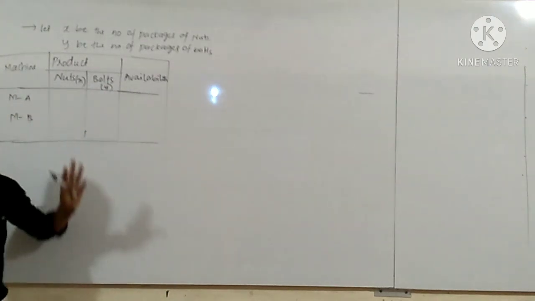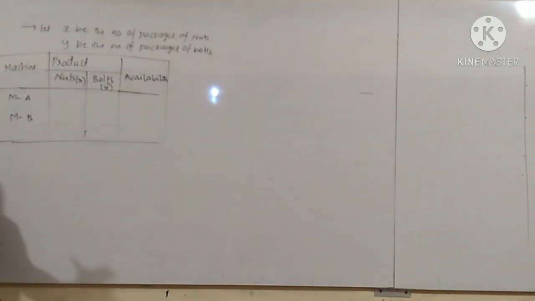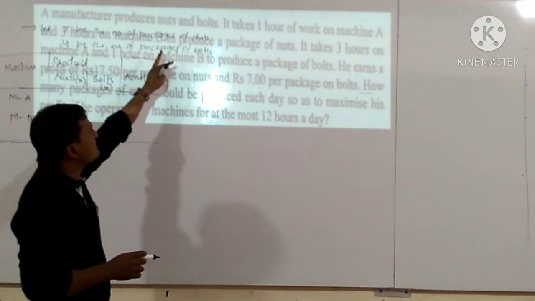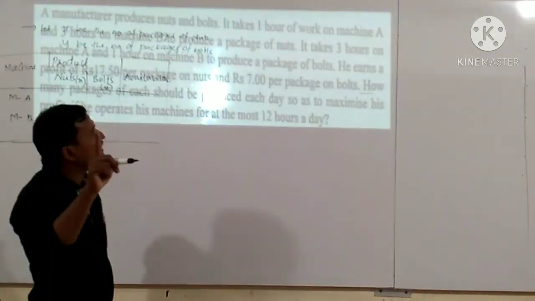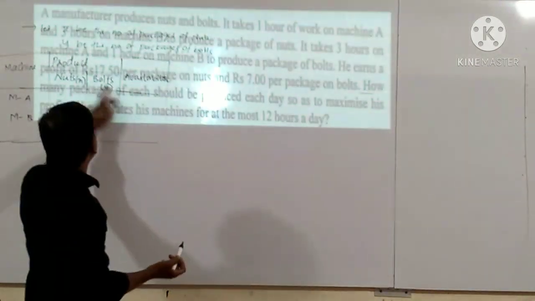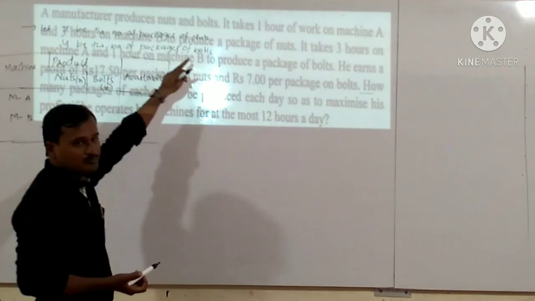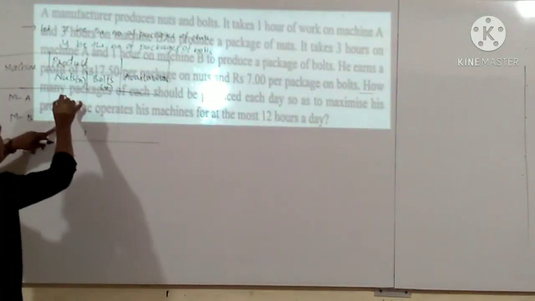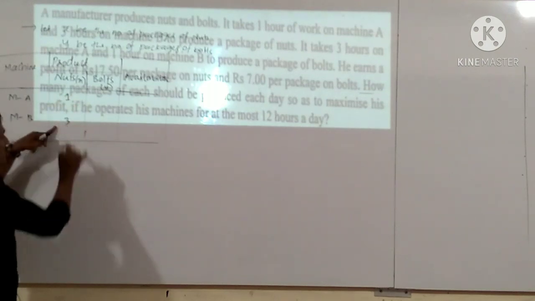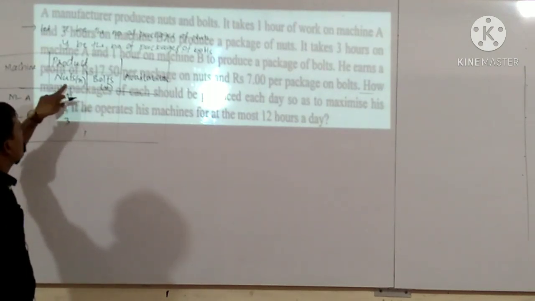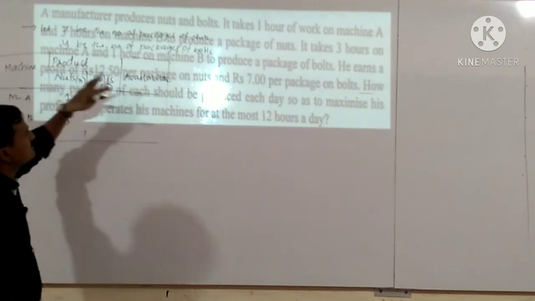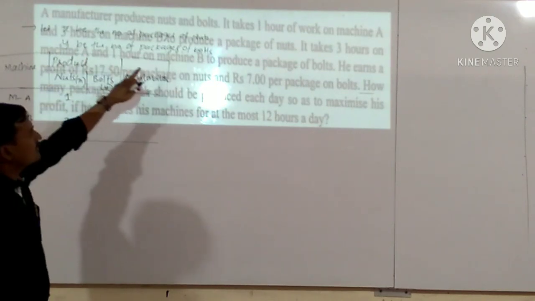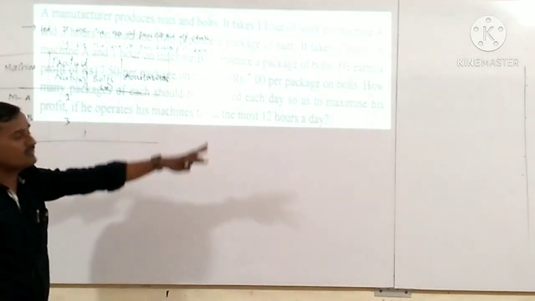Okay, right. Now let us see the problem once again. Here a manufacturer produces nuts and bolts. It takes 1 hour of work on machine A and 3 hours on machine B to produce a package of nuts. So 1 hour on machine A and 3 hours on machine B to produce a package of nuts. Okay, right. It takes 3 hours on machine A and 1 hour on machine B to produce a package of bolts.